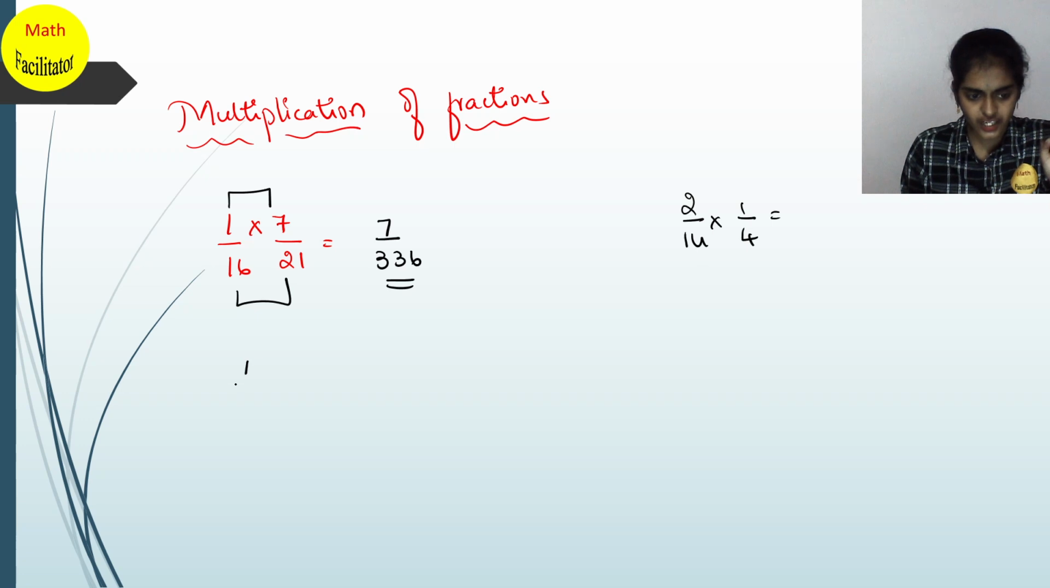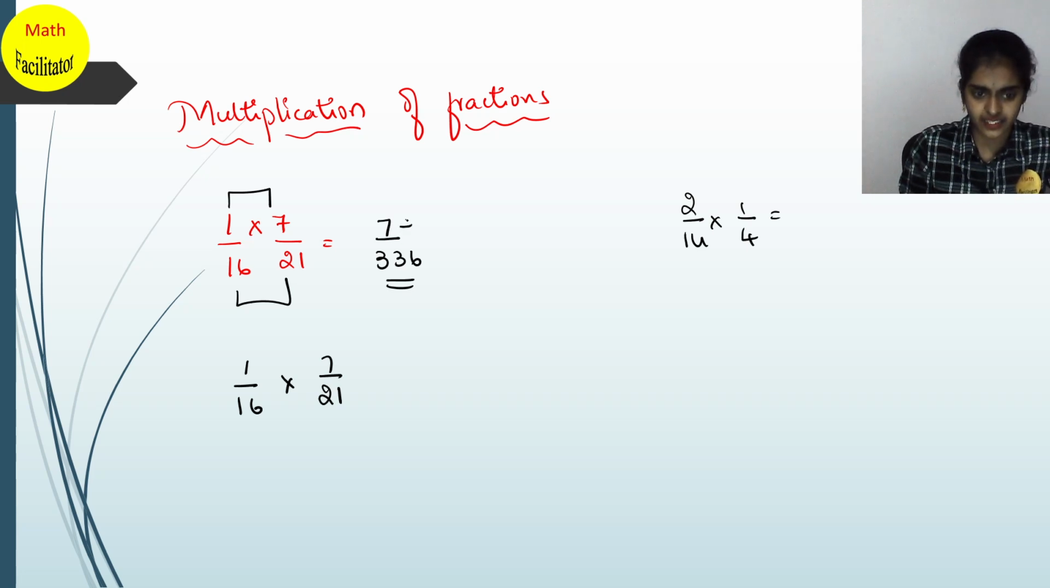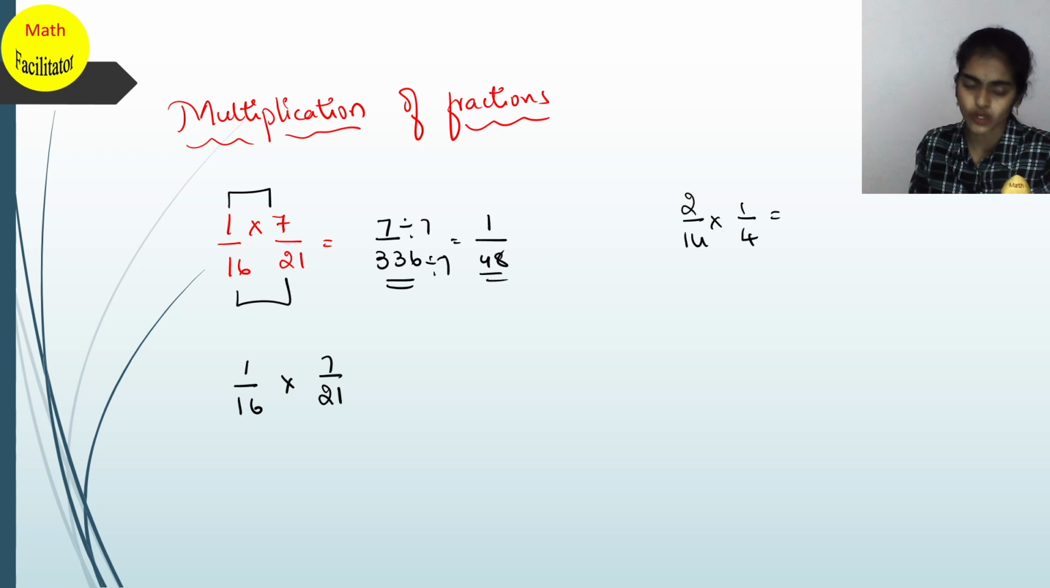Now the same fraction, 7 by 16 into 1 by 21, here you can simplify. Just see, if you divide this by 7, what will you get? 7 divided by 7 you will get 1, and here if you divide this by 7, 7 fours are 28... give me 1 second, you'll get 48. So the answer you'll get is 48. Now 1 by 48 will be the final answer.